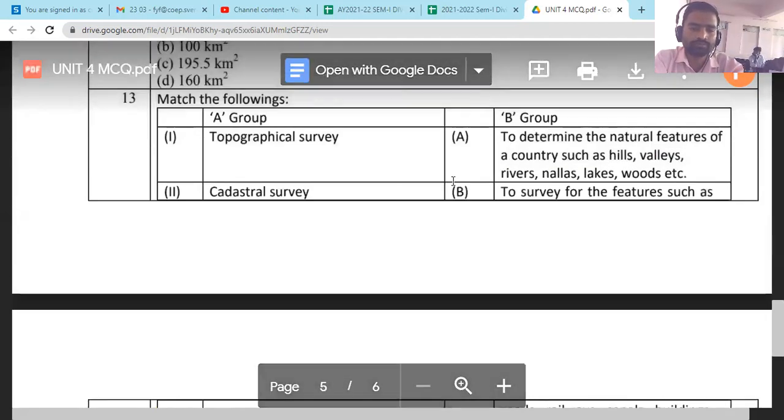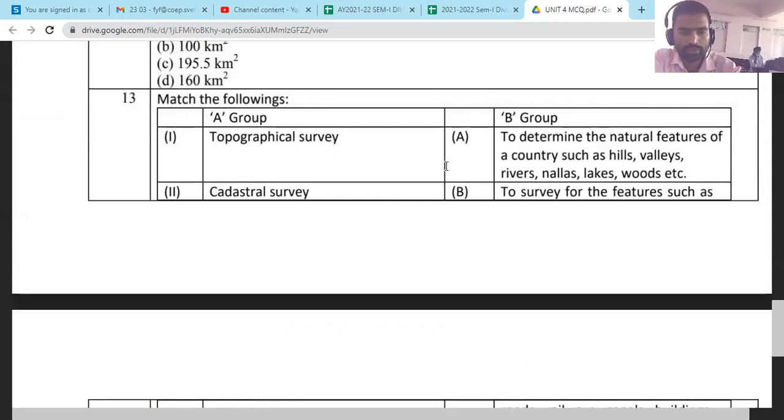To determine the natural features of a country such as hills, valleys, rivers, nalas, lakes, woods, etc.